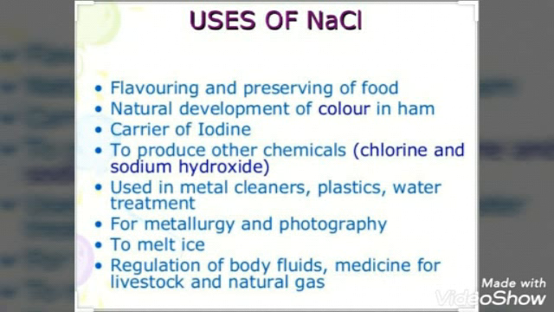Some of the important uses of the common salt are: the common salt is used as a raw material for making a large number of useful chemicals in the industry, such as sodium hydroxide, which is also known as caustic soda, sodium carbonate, which is also known as washing soda, and sodium bicarbonate, which is also known as baking soda. It is also used as a raw material for making hydrochloric acid, hydrogen, chlorine, and sodium metal.